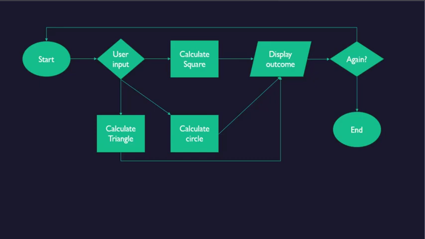Another calculation? A decision symbol asks if the user wants to calculate the area of another shape. If they choose yes, the flow returns to the user input shape step. If they choose no, the flow proceeds to the end. End. The flowchart ends with an end symbol.